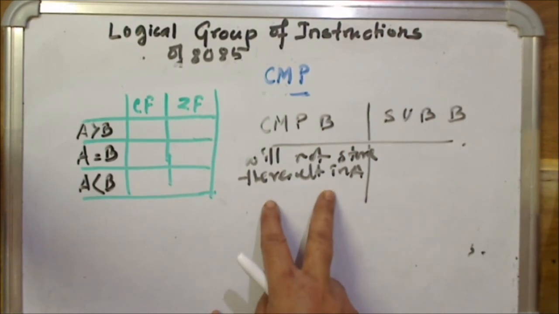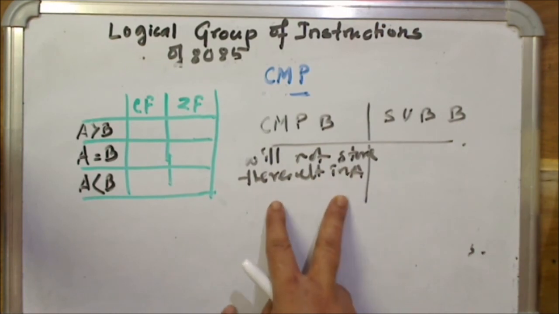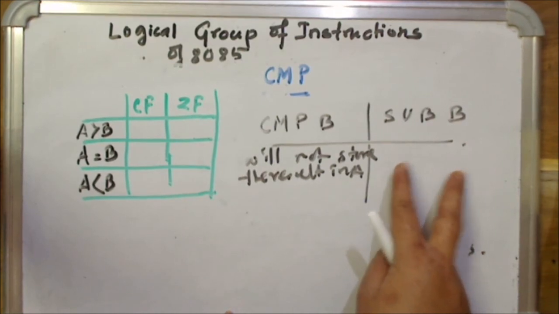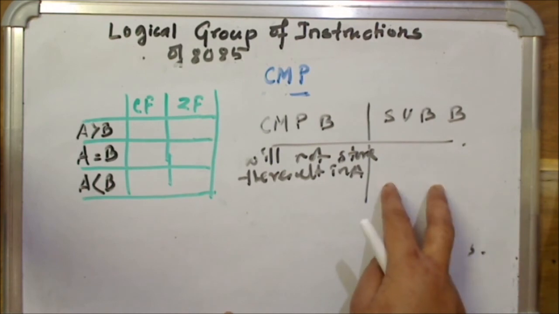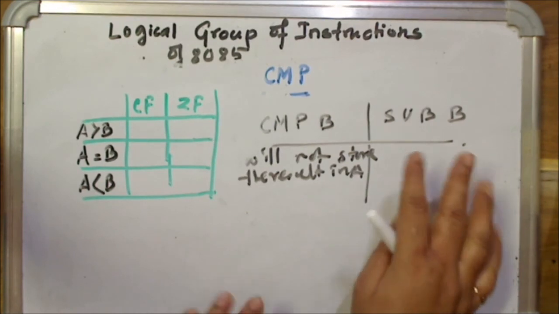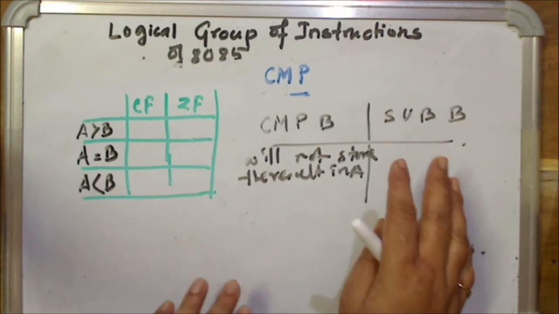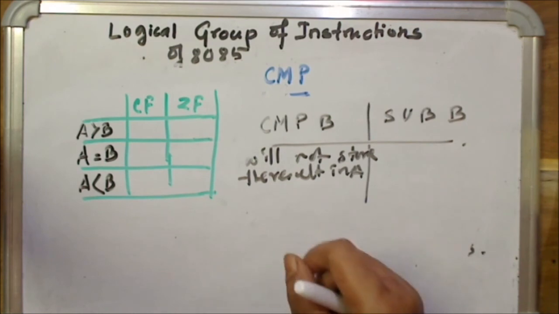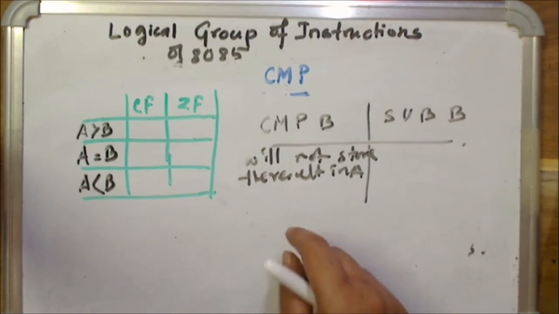So compare will not store the result anywhere. It will just do the subtraction. In subtract, it will do the subtraction and store the result in the accumulator. Now if the result is not stored, how do you come to know the result of the operation? It is very simple. It will affect the flags.